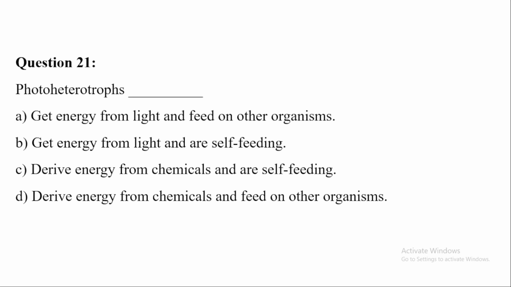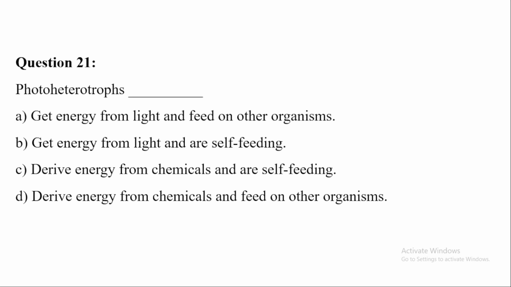Like in school you would have studied about plants. Plants can do photosynthesis, they can make their own food themselves. Heterotrophs feed on other organisms. Like we are heterotrophs, we don't make our own food inside our body. We eat food from external sources. We feed on other organisms. We either feed on plant sources, or if you are non-vegetarian, you feed on animal sources as well. So heterotrophs means feed on other organisms. Photoheterotrophs means get energy from light and feed on other organisms. Okay, so the answer is A.